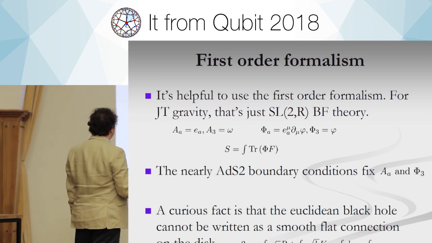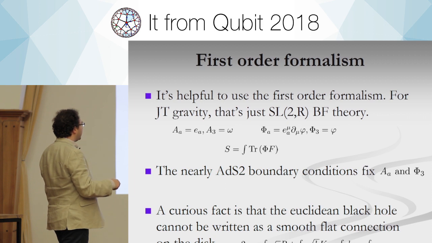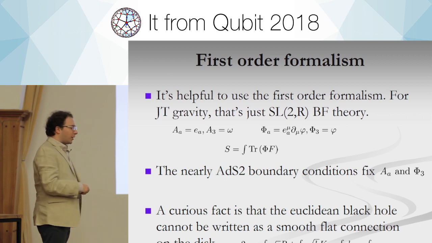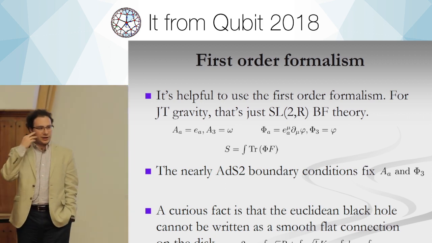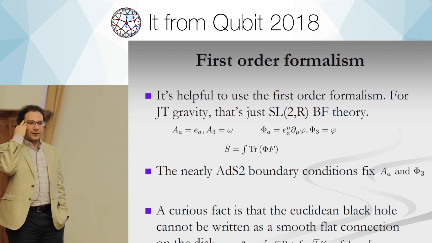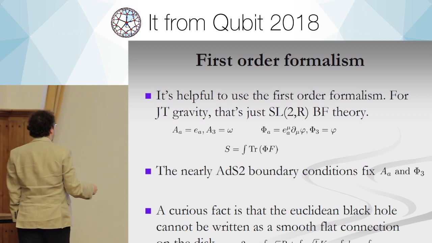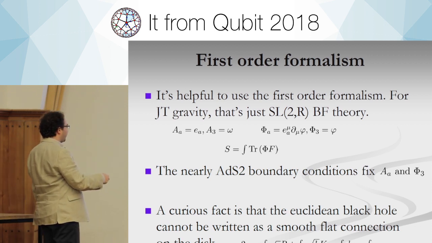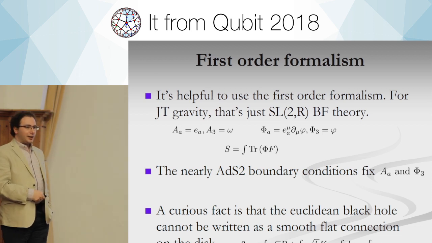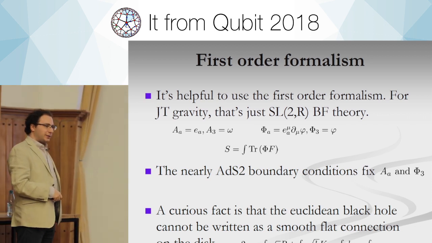So in the 2D dilaton gravity, 2D dilaton gravity can be reformulated as an SL(2,R) BF theory. It's very similar to the way that pure 3D gravity can be rewritten as an SL(2,R) times SL(2,R) Chern-Simons theory. And the way it works is the action looks just like trace of phi F, where F is dA, or covariant to dA, where A is the SL(2,R) gauge field, and phi is some SL(2,R) adjoint field.